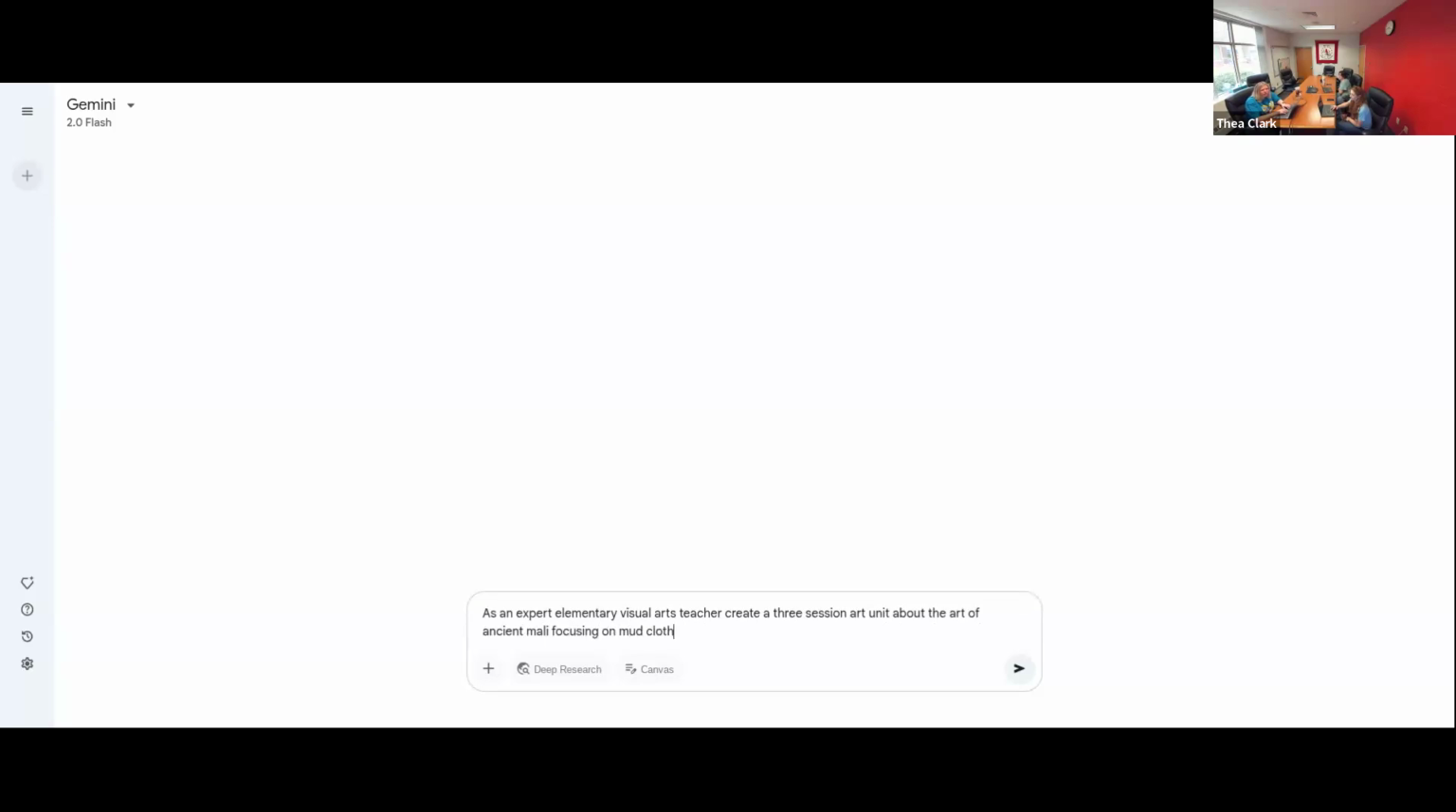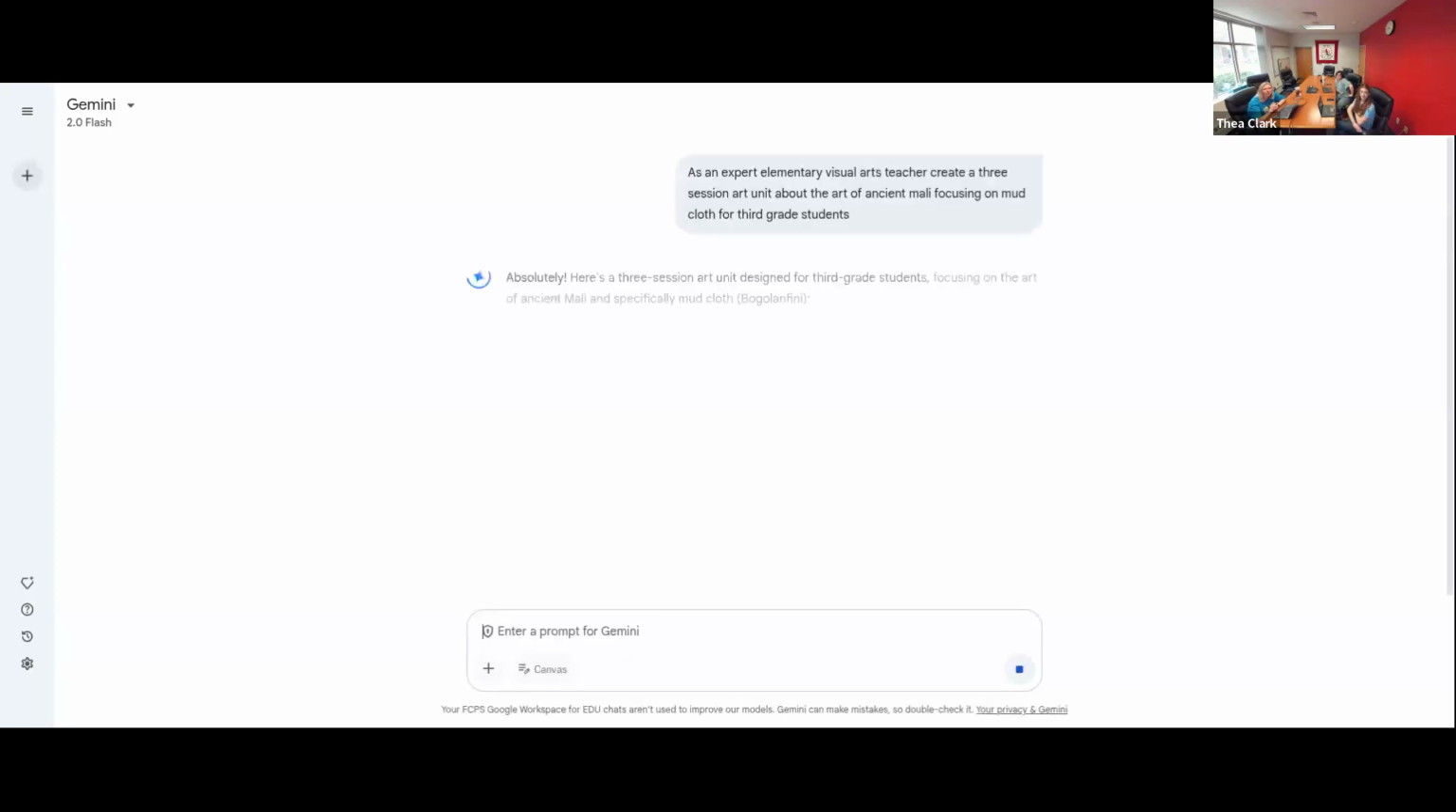What grade students? 3rd grade in the state of Virginia. I gave it specific standards. You want me to tell you the specific standards? Oh no, let's just see what happens. Okay. But normally we would paste the specific art standards.